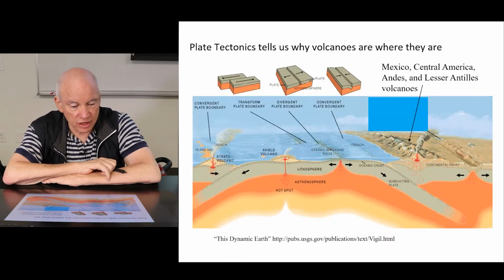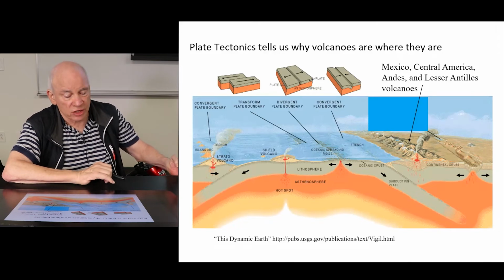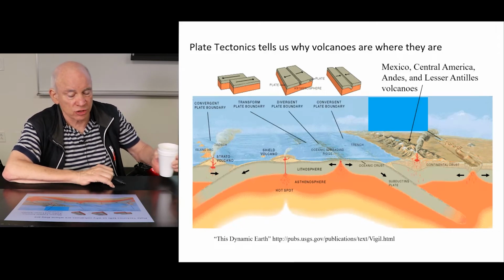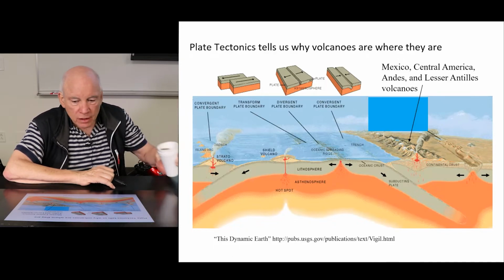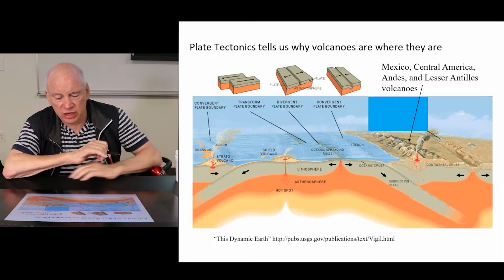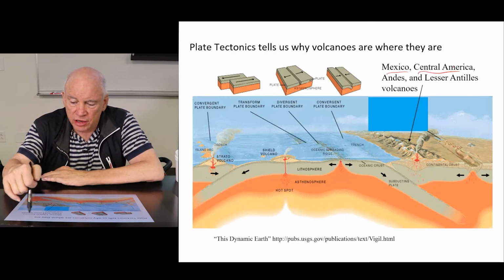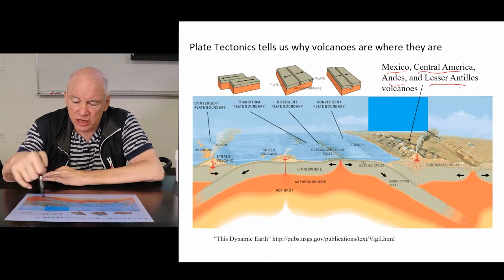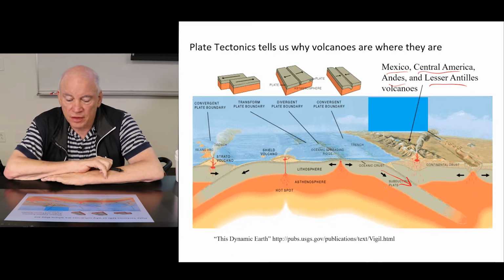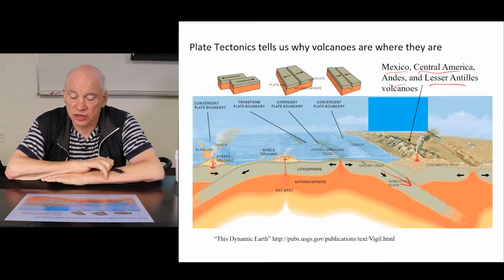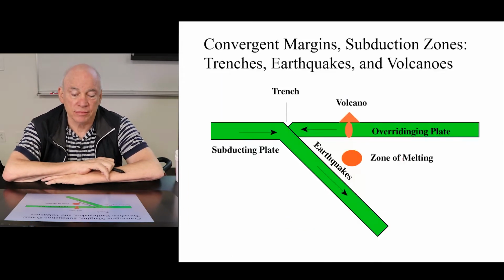So, as you recall, plate tectonics tells us why volcanoes are where they are. We're going to talk more about this when we get to the hazards later in the course. In the plate tectonic scheme, the volcanoes in Mexico, Central America, the Andes and Lesser Antilles are all related to subduction of oceanic lithosphere in a subduction zone, and these volcanoes form above that. We've talked about that before.